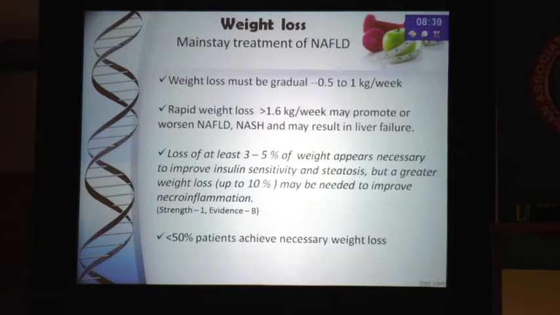A loss of 3 to 5% of the weight is associated with increased insulin sensitivity and reduced steatosis, while weight loss of up to 10% is required for histological changes, for stopping the progression of necroinflammation and fibrosis. It's very difficult to do, because even less than 50% of patients achieve the necessary weight loss even under close supervision.